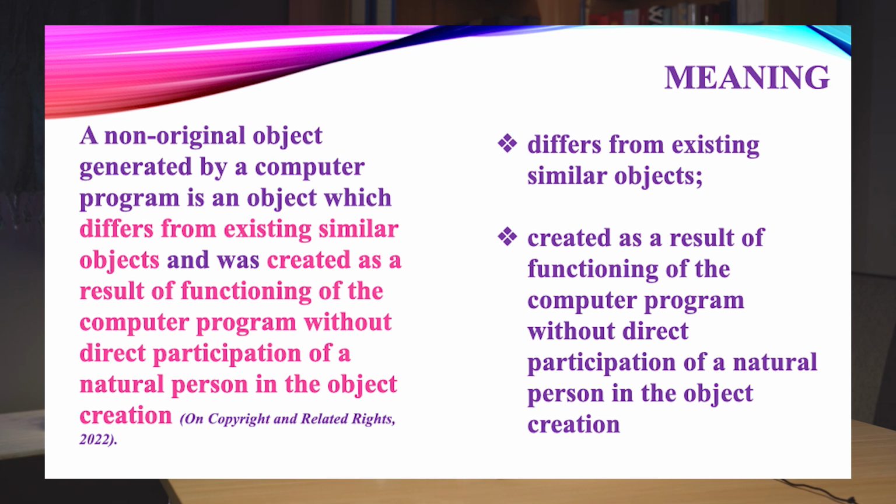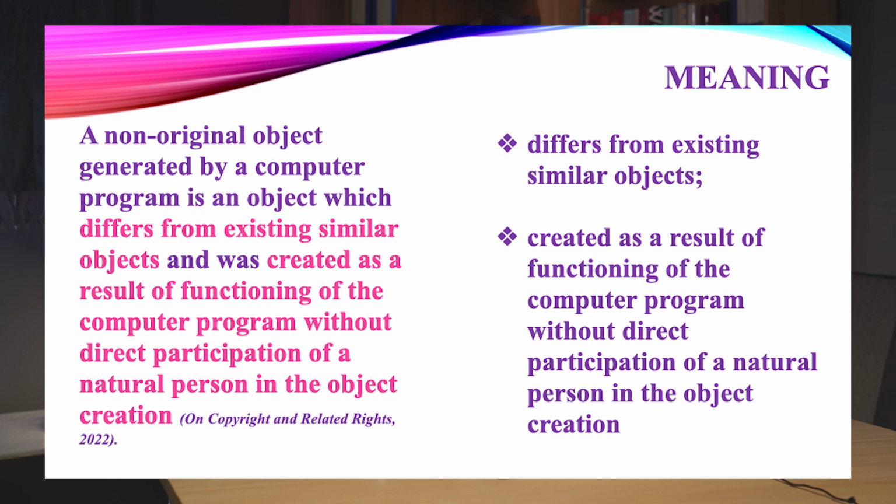I have already referred to this definition, but let me remind that a non-original object generated by a computer program is an object which differs from existing similar objects and was created as a result of functioning of the computer program without direct participation of a natural person in the object creation. From this definition, we can conclude that a non-original object generated by a computer program shall satisfy two criteria. First, it shall differ from existing similar objects, and second, it shall be created as a result of functioning of the computer program without direct participation of a natural person in the object creation.